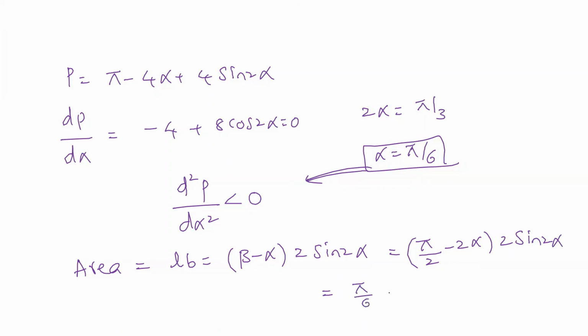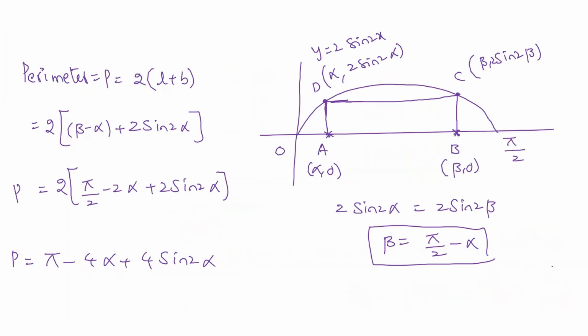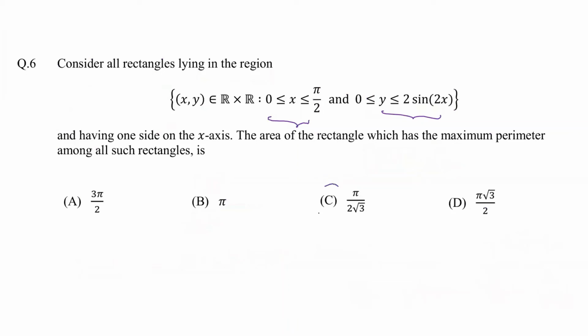So what are we going to get? Pi by 6 minus, this one is going to be pi by 3. And we are going to get into 2 and into sine pi by 3, which is going to be root 3 upon 2. And if you solve this one, that is going to come as pi upon 2 root 3. So that is going to be the area of the rectangle having maximum perimeter, which is going to be equal to pi upon 2 root 3. So for this question, what is the answer that we got? Option C is going to be the answer for this question.